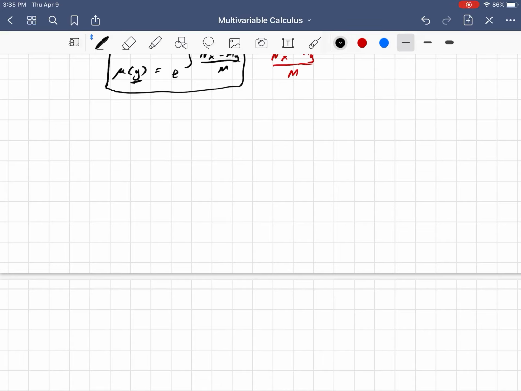So I think it's best to do an example. So let's do an example. (y squared plus 2xy) dx minus x squared dy is equal to 0. Now, you might want to first check for exactness. So let's do that. Partial with respect to x of y squared plus 2xy is just 2y.